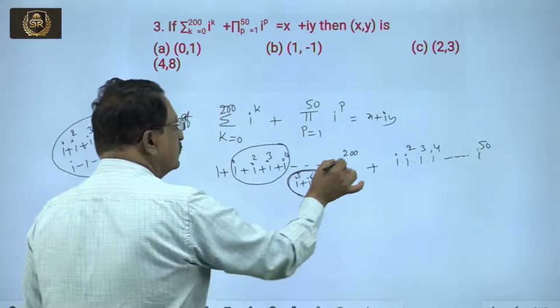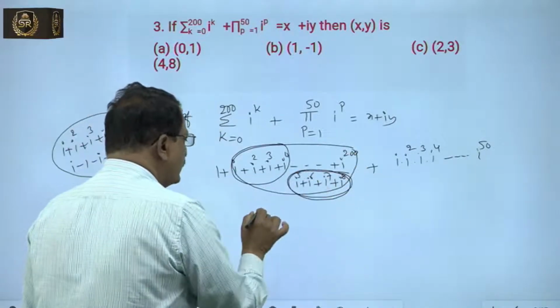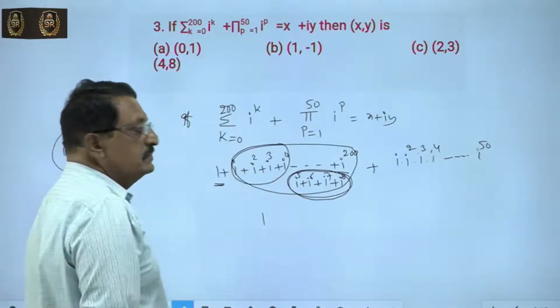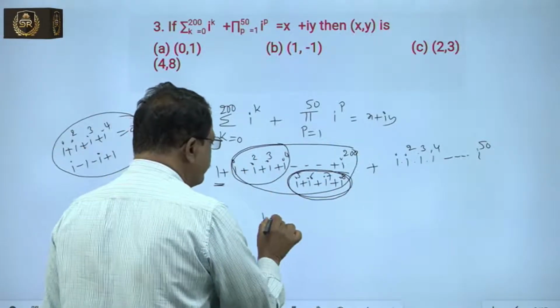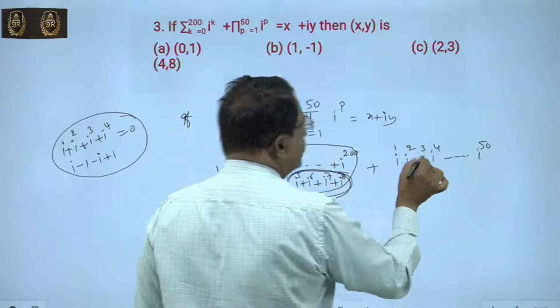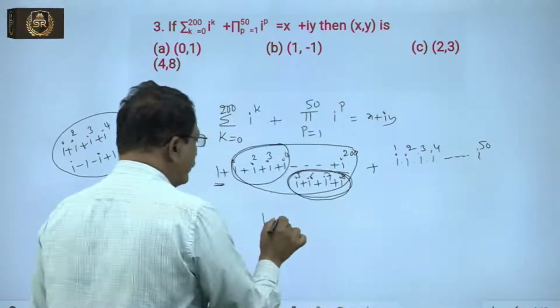Now up to 200 we get 50 such groups, so this complete value equals 0. Now this first value equals 1, only 1. The remaining complete terms equal 0. So the sum is 1, plus the product: i to the power of 1 into i square into i cube up to i to the power of 50.